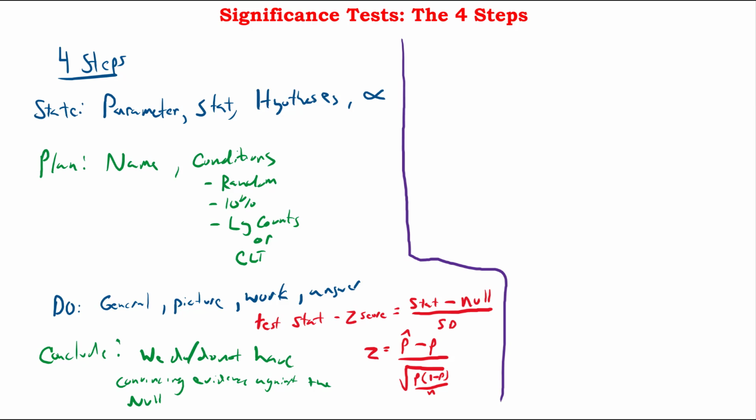Alright, so as you can see in that example, all 4 of these steps, state, plan, do, and conclude, were listed out and explained, to get the answer and get their final conclusion for their p-value based upon the significance level to find out whether or not they had convincing evidence or not.